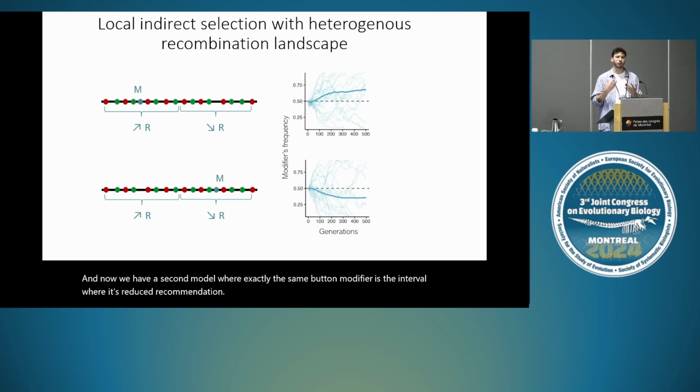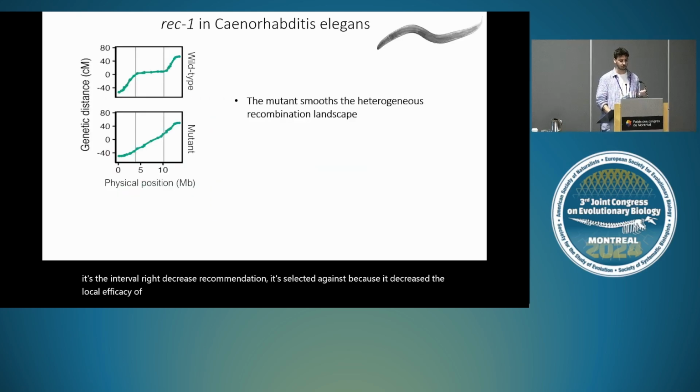And maybe as you anticipated, when the modifier is in the region where it increases recombination, it is favored because it increases this local efficacy of selection. But when it's in the interval where it decreases recombination, it's selected against because it decreases the local efficacy of selection. So to study this, I use the REC1 recombination modifier gene in C. elegans.